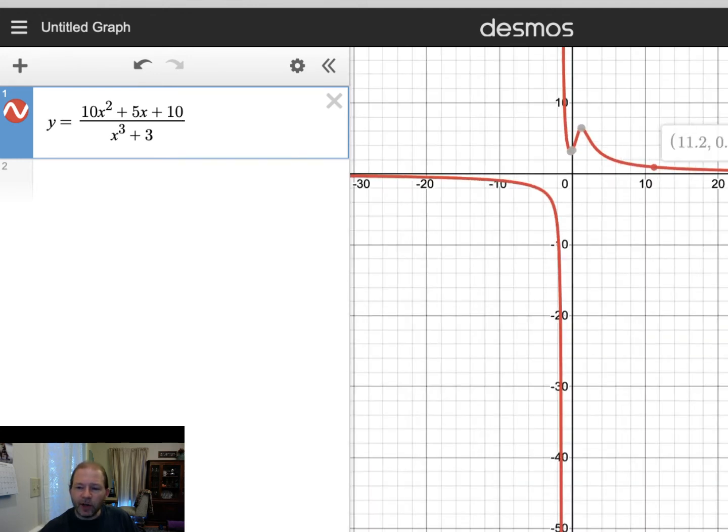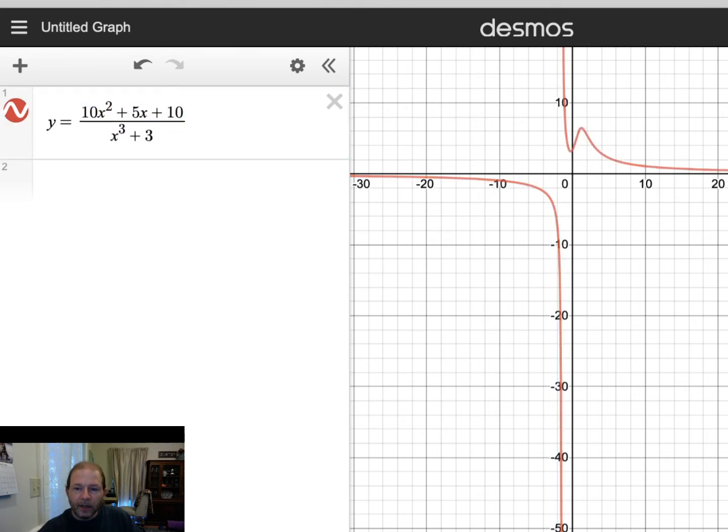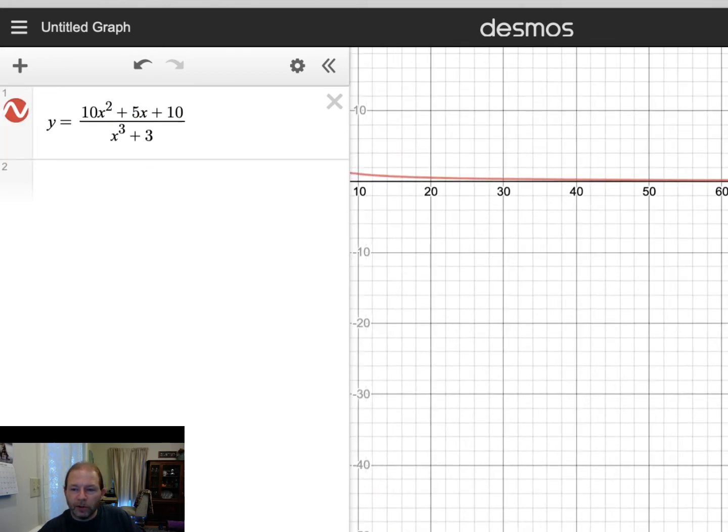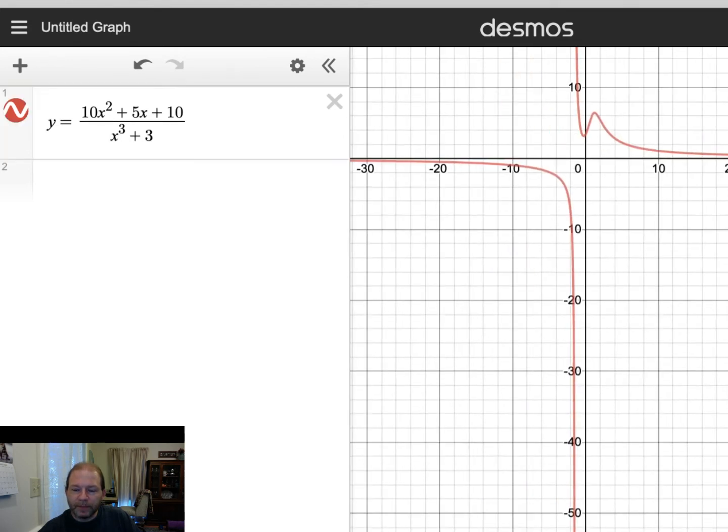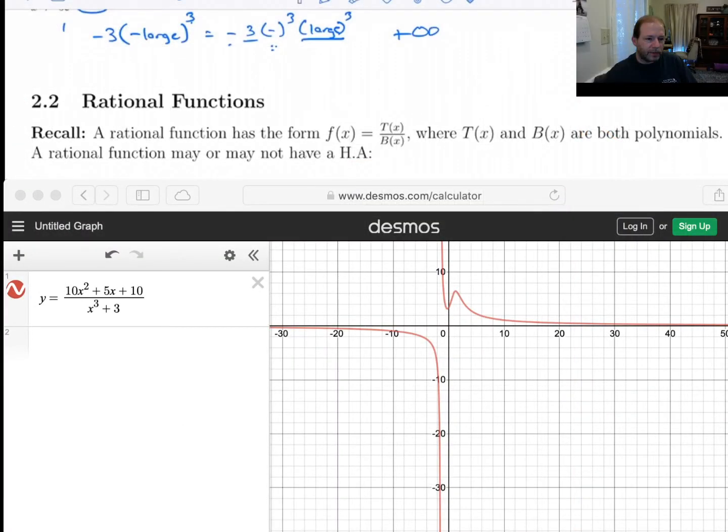But eventually what happens is, when you're computing this, the dominant term is going to be the thing that determines the overall size of the numerator and denominator. Dominant term down here is x cubed, dominant one up here is 10x squared. And if you look at what happens here, when x grows large, y goes to 0. So that gives us the first rule we have here.